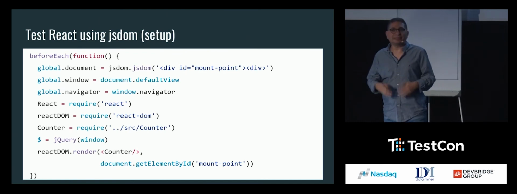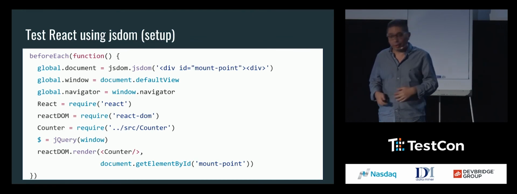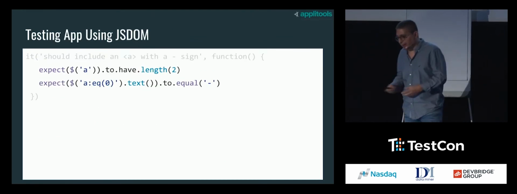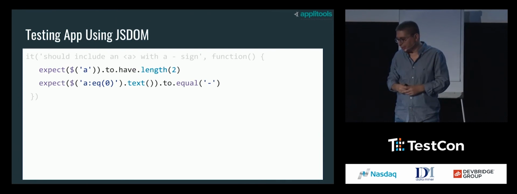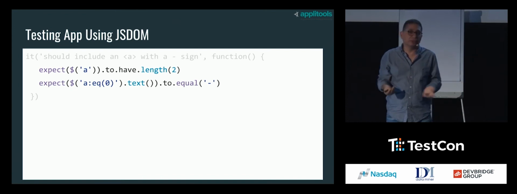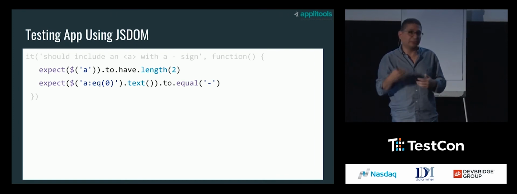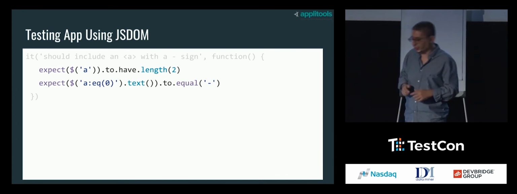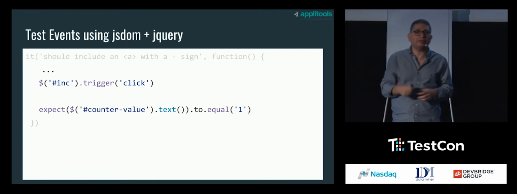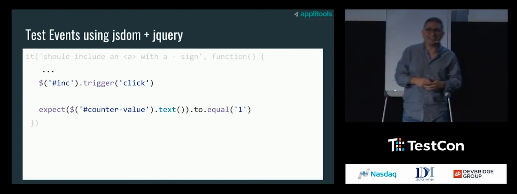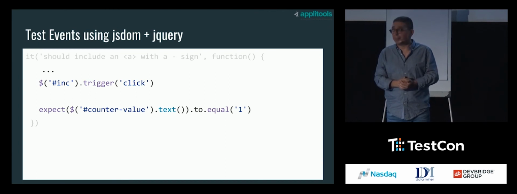How does this work in test? Same. We put all that initialization code in the before of the test, and then we can use jQuery for other things. Just expect the link to have length 2. So we want 2 links, and expect the first link to equal minus, because we haven't clicked on anything. So that's the first thing we check. And the second thing we check is we click. Again, we just trigger the event using regular, normal jQuery, and we expect the counter value to have incremented to 1. Okay.